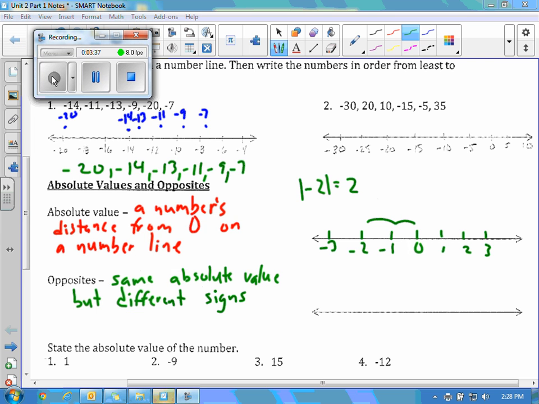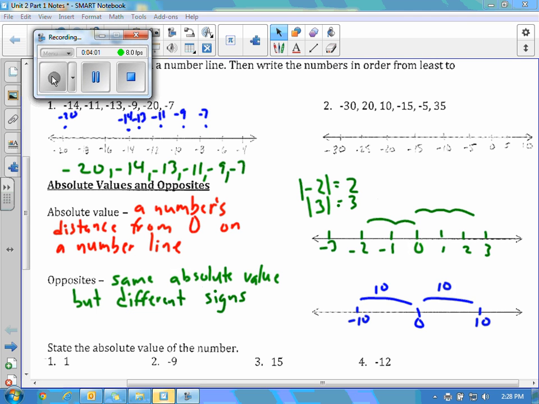Now if I took the absolute value of a number like 3, it would just be 3, because that's 3 away from 0. Now we're talking about opposites, we're talking about two numbers with the same absolute value. So say that I have a number line. Let's say I have 10 and negative 10. These would be opposites because they're both a distance of 10 away from 0. Okay, same thing if I had 3 and negative 3, 4 and negative 4. Those are opposites because they have the same distance from 0.